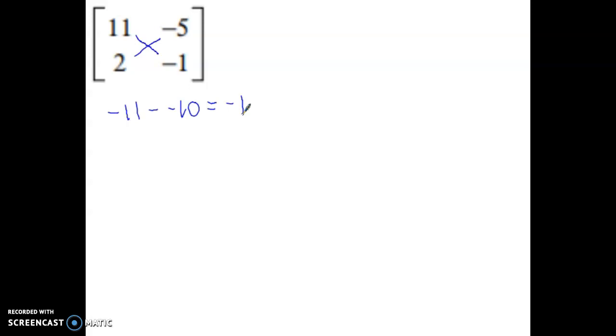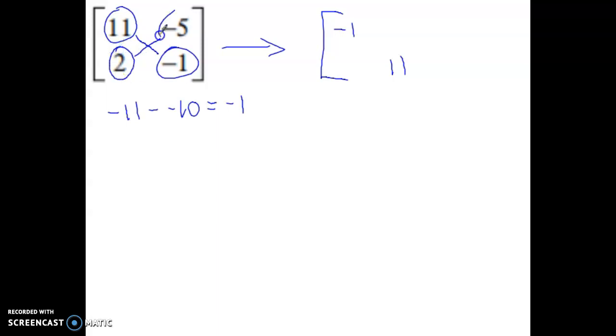swap these around. I've got negative 1 and 11 here. So I swap these, or change them. Swap is kind of an informal word for changing. And now I'm going to change the signs of these two. So for these two, I'm going to change the signs. So we've got a negative 2, positive 5, and I'm almost done.